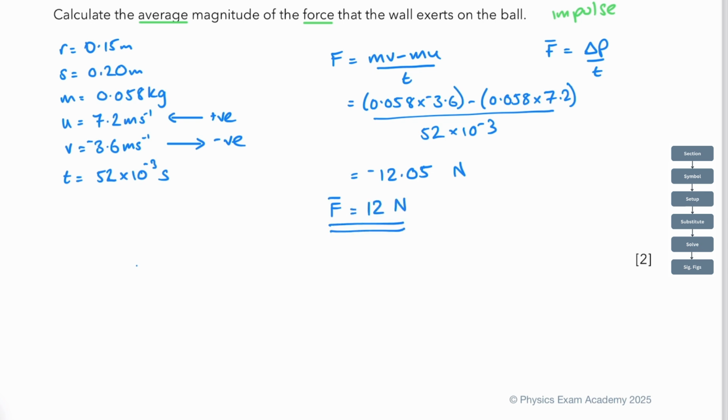And if you're being picky, I probably would have put that line above the F going forward, because that just means average. And you'll notice I've missed out the sign there because it says calculate the average magnitude. It doesn't need to know the direction. So you don't need to put the minus in the final answer.